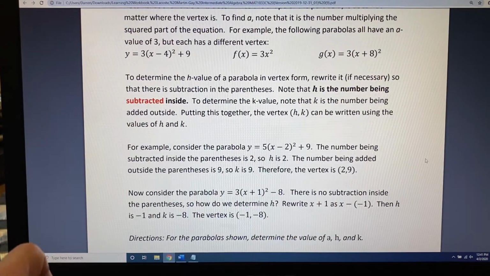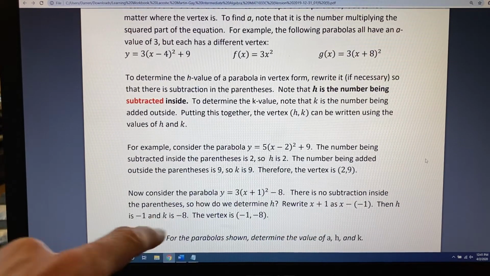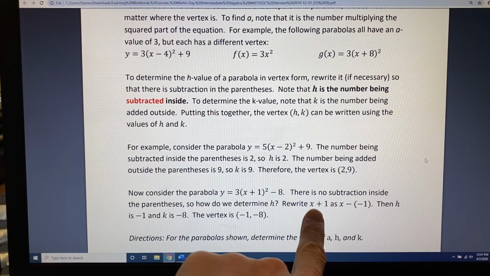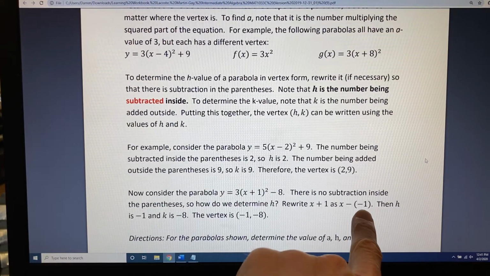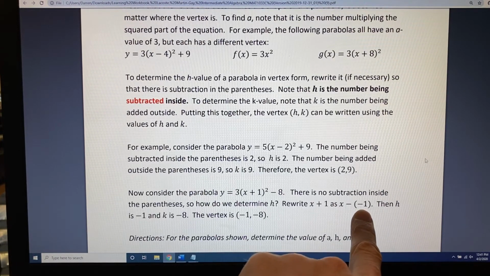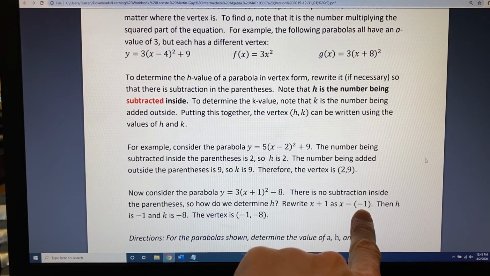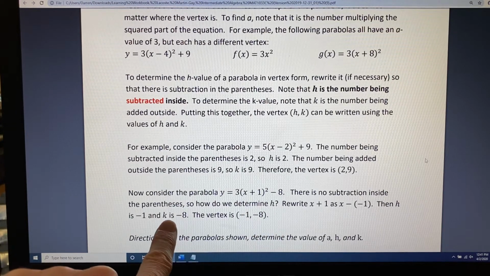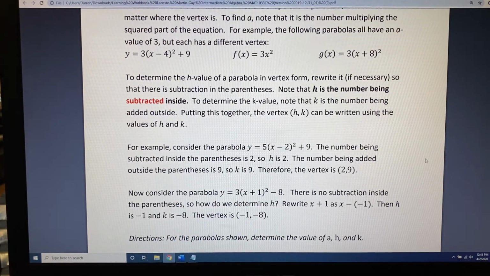Now consider the parabola y equals 3(x plus 1) squared minus 8. There is no subtraction inside the parentheses, so how do we determine h? We rewrite x plus 1 as x subtract negative 1. Then the number being subtracted is negative 1. x subtract negative 1. What do we subtract? Negative 1. So h is negative 1. And k, the number outside, is negative 8. So the vertex of this parabola would be (negative 1, negative 8).